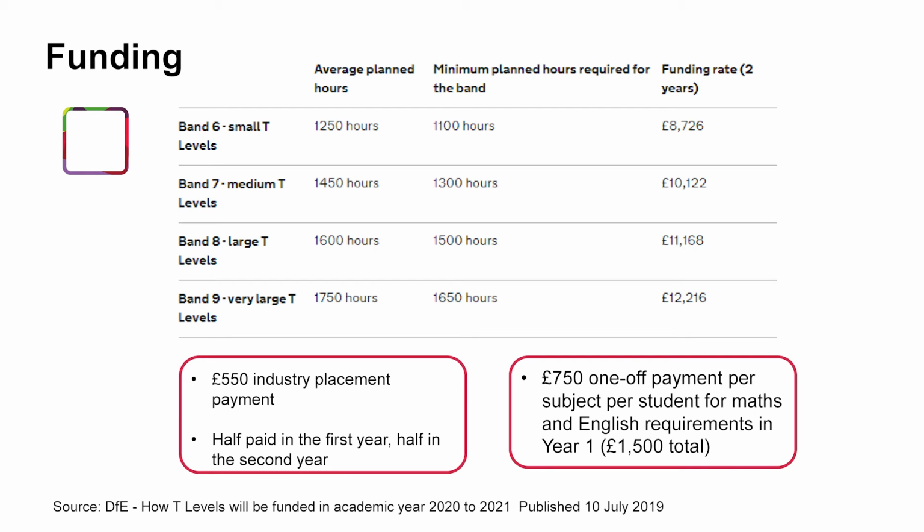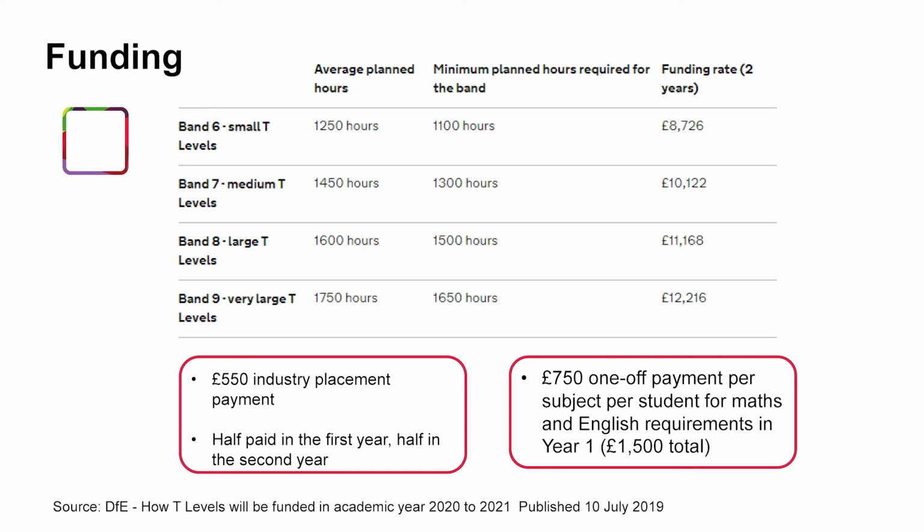There are a number of differences and additional elements that T-Level students will attract. They have introduced 4 new funding bands from 6 to 9 because T-Levels will be larger than standard study programs and will be of different sizes. Funding is based on the number of program hours over 2 years.